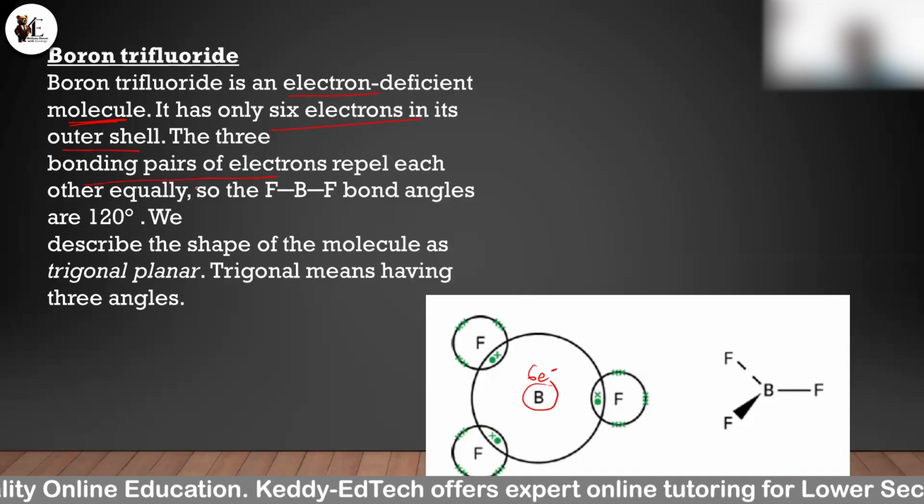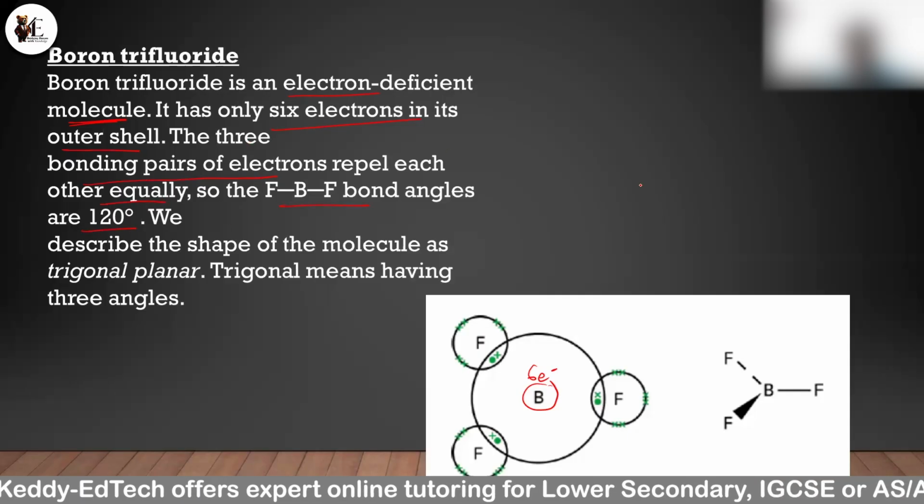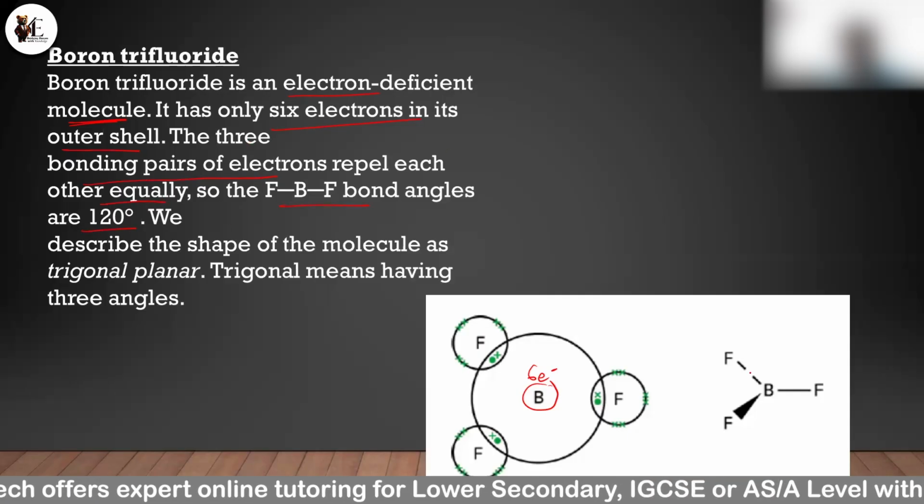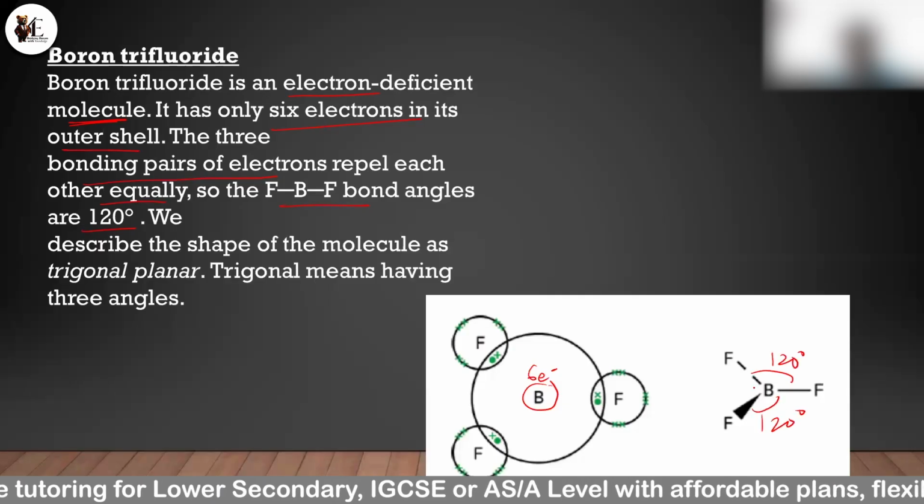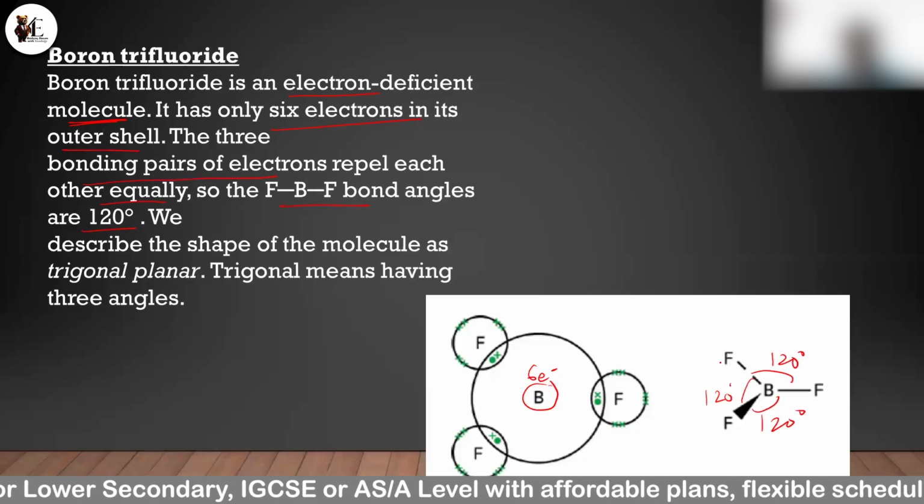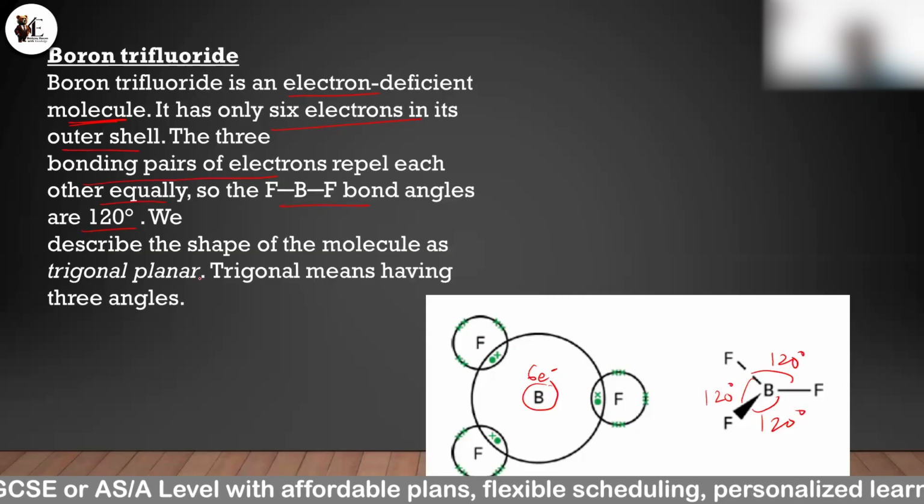Thus, the three bonding pairs of electrons repel each other equally, and the bond angles are 120 degrees. This bond angle, FBF, is 120 degrees. This is also 120 degrees, and this is also 120 degrees. So what is the shape of BF3? It is trigonal planar.